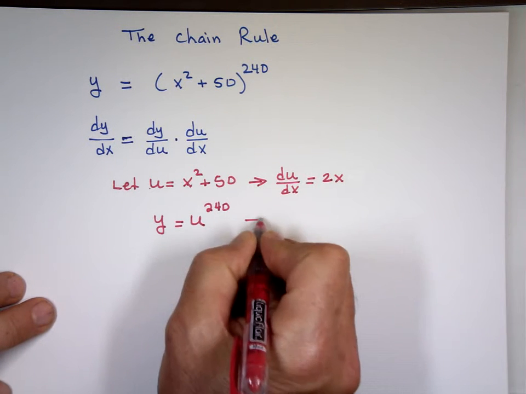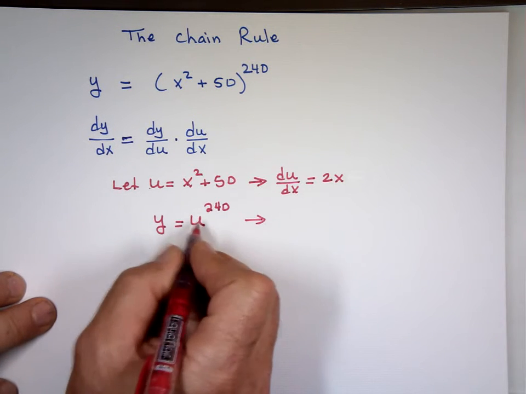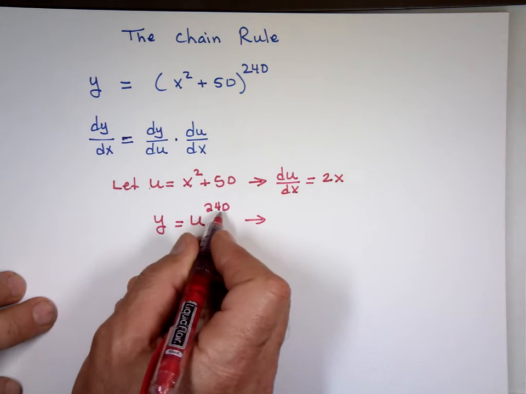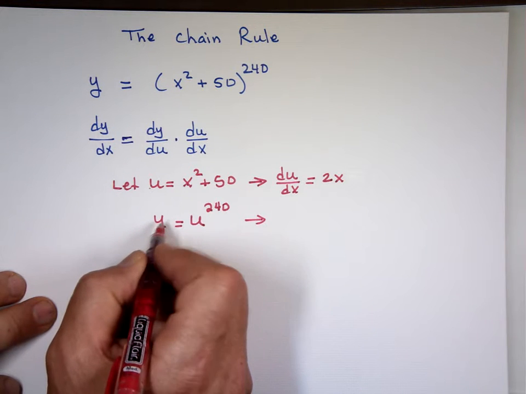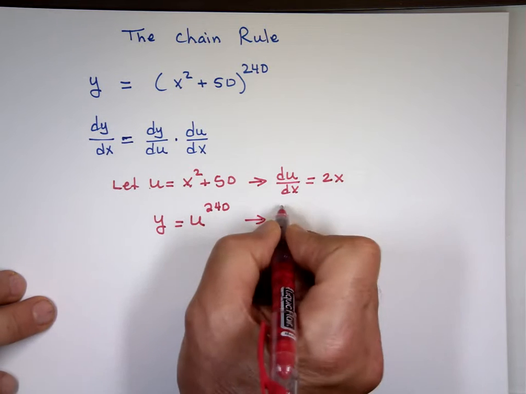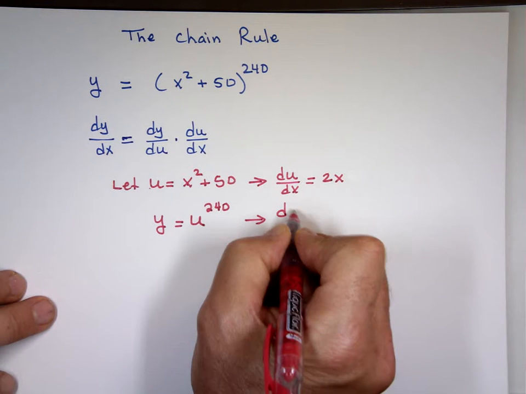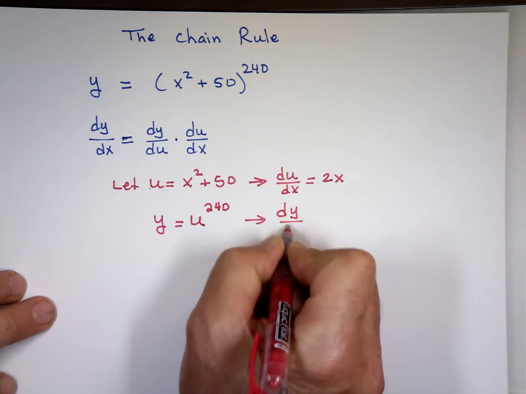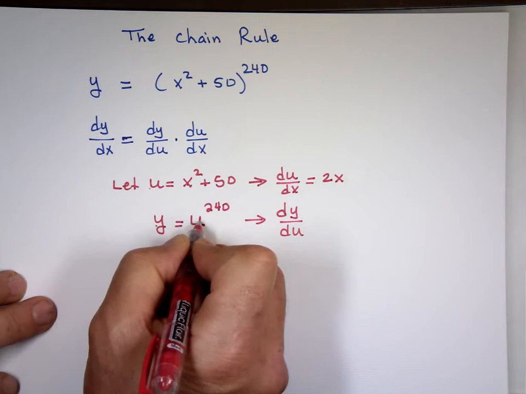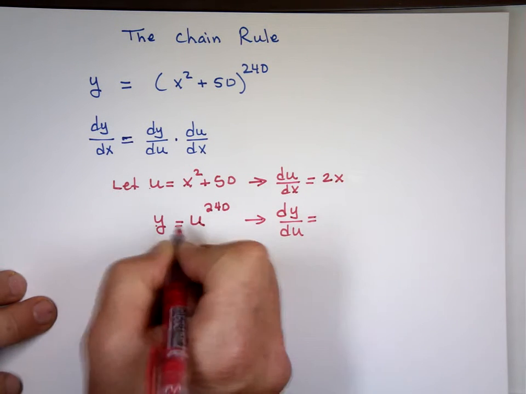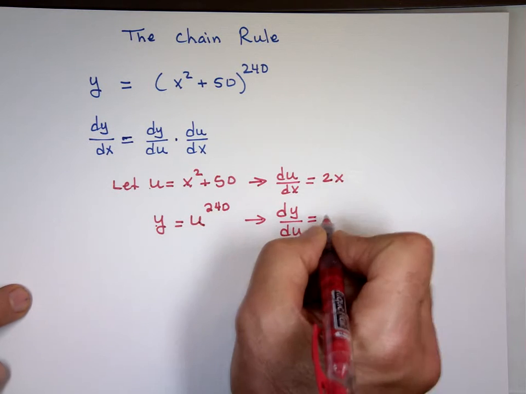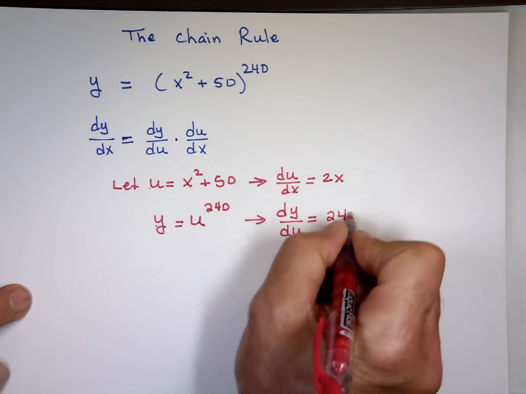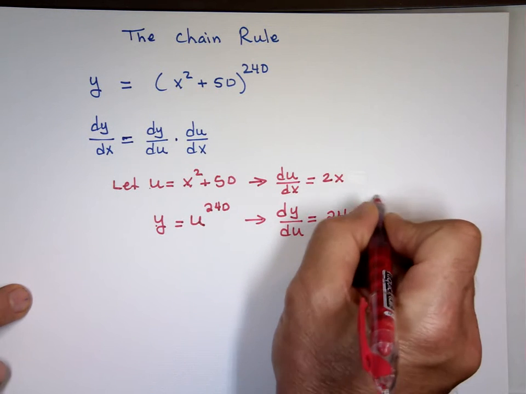What's the derivative of this? It's y equals, instead of x to the 240, u to the 240. So the derivative will not be called dy/dx, it will be called dy/du. It's this with respect to this. And just like if this was x to the 240, you move the power to the front and you subtract 1 from the power.